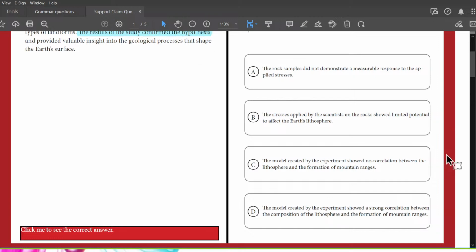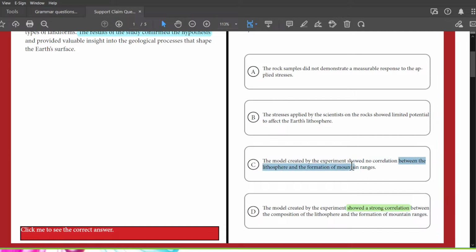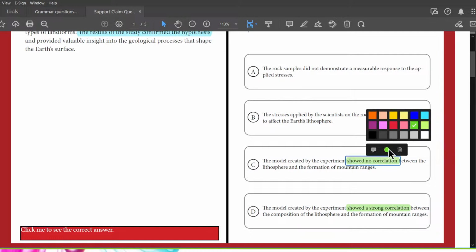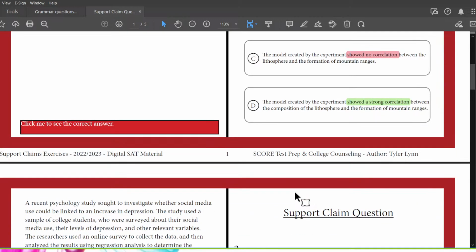Keywords. It's sometimes good to know what those phrases might be. What was the key phrase in D that lets us know it's actually supporting the claim? There's like 2 words. A strong correlation. That's the one. Thank you. Exactly. This right here, that's going to be our clue, right? Because if we compare to the other answers, we've got no correlation. So that means there's no relationship. So that's going to be bad. Limited potential. I mean, hey, okay, maybe that's something, but it's limited. I don't love that. Did not demonstrate a measurable response means nothing happened. So yeah, that leaves us with D, strong correlation. That would be our best choice, right?